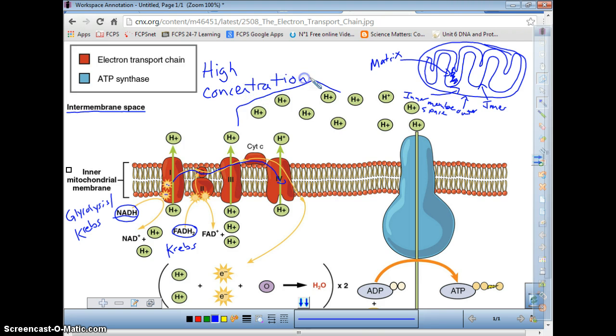Now, what do we have in the intermembrane space? A high concentration of what? Of hydrogen ions. What's diffusion? The movement of particles from high to low concentration. Can these hydrogen ions go back through here? Can they go through the membrane? No. How can they get through?